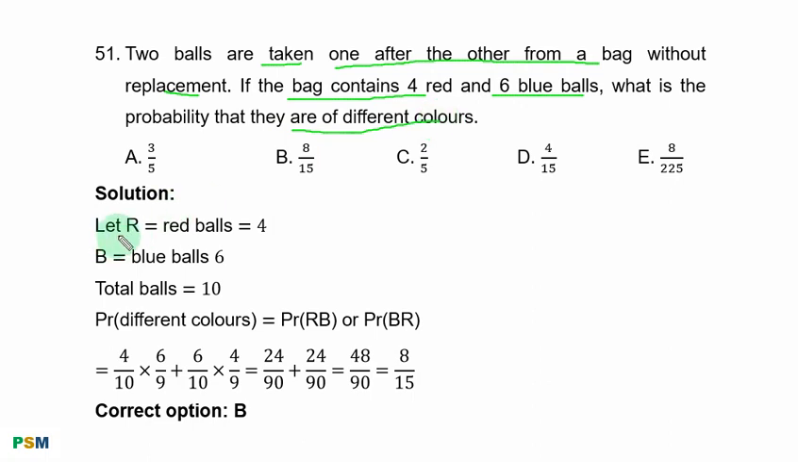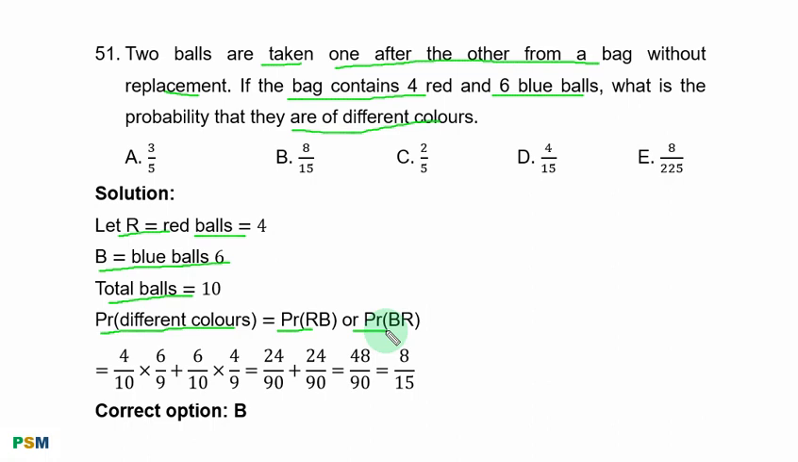Solution: let R equal red balls, they are 4 in number, B equal blue balls, 6 in number, total balls equal to 10. Probability of different colors is equal to probability that the first is red and the second is blue, or probability that the first is blue and the second is red. You consider all the possibilities.